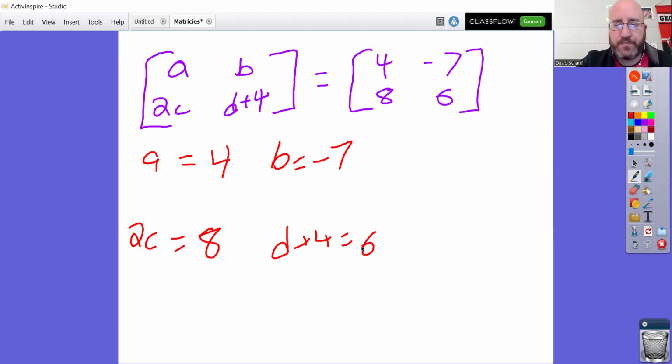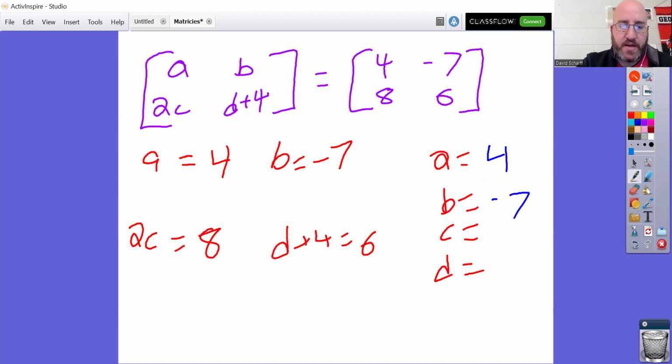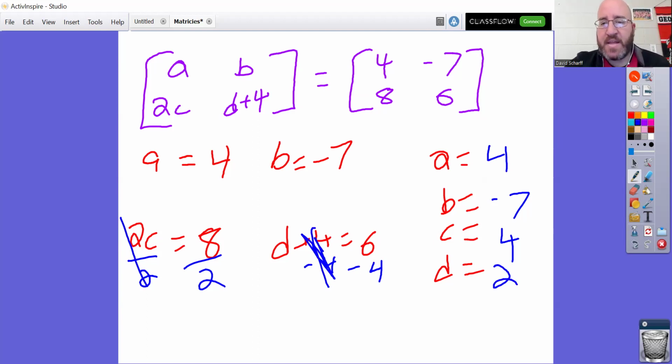All right, so A is still just going to be 4. Yes, we're still solving for B, C, D. B is -7. That's already there. 2C equals 8. Divide by 2 on both sides. C is 4. D plus 4 equals 6. Again, that's plus, I promise. Subtract 4 on both sides. D equals 2. Okay? That's simple.